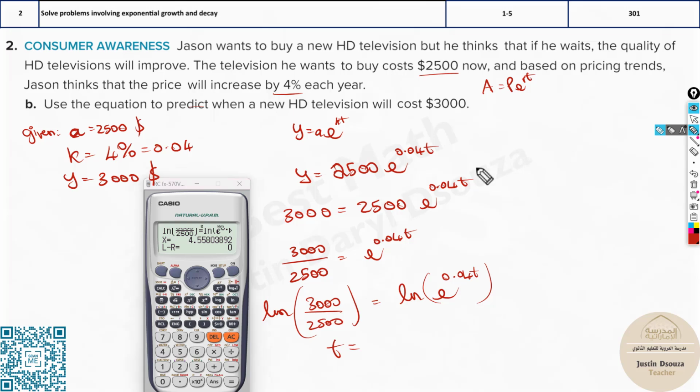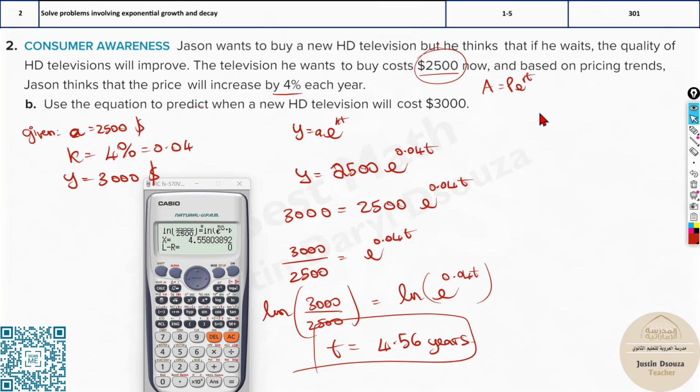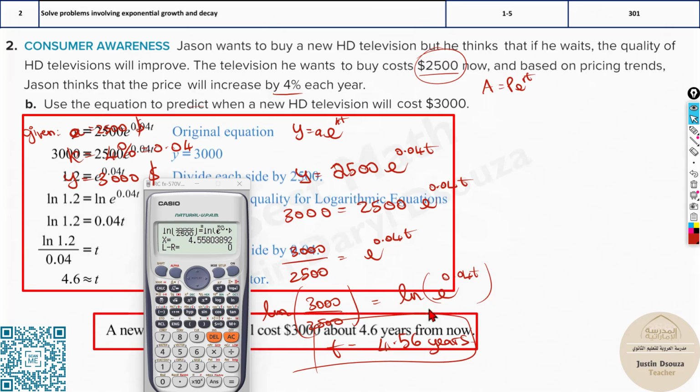The answer is 4.5580. Now for time, I'll just take 2 decimal points, right? 4.56 years. So after nearly 4.6 years, this initial cost of 2500 will inflate to 3000. So that's the answer. You can write sentences, but as long as you have solved this properly and highlighted this answer, that's more than enough. It's 4.6 years away from now.